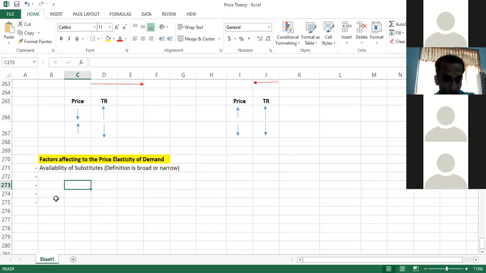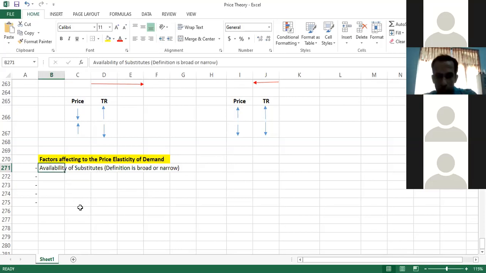So in this way, definition matters. Another example would be soap. When we consider soap, the definition is broad. So if the soap price increases overall, we still have to buy. But for one particular soap, there are a number of options. So that is what we call availability of substitutes.